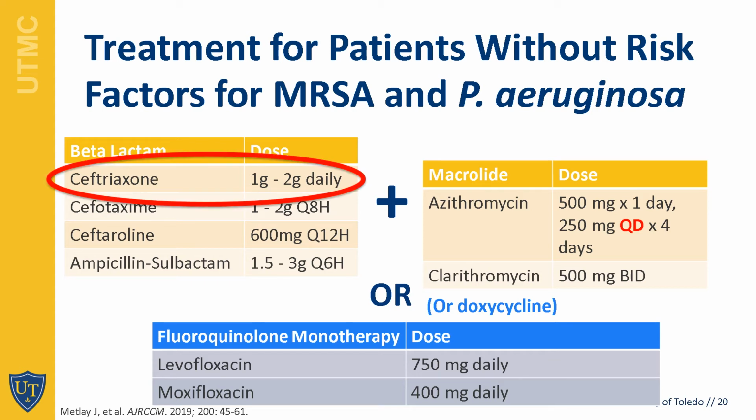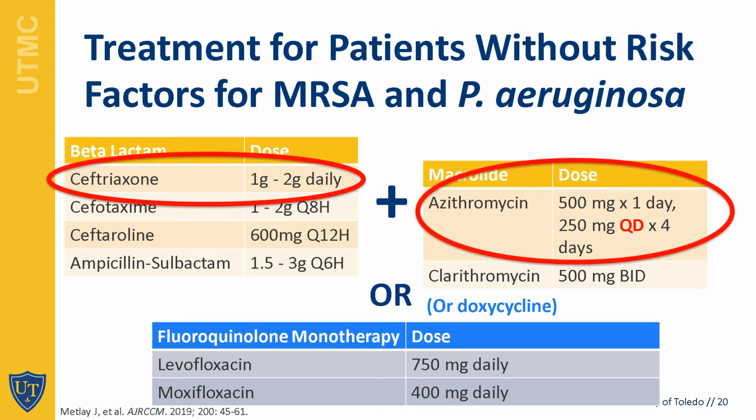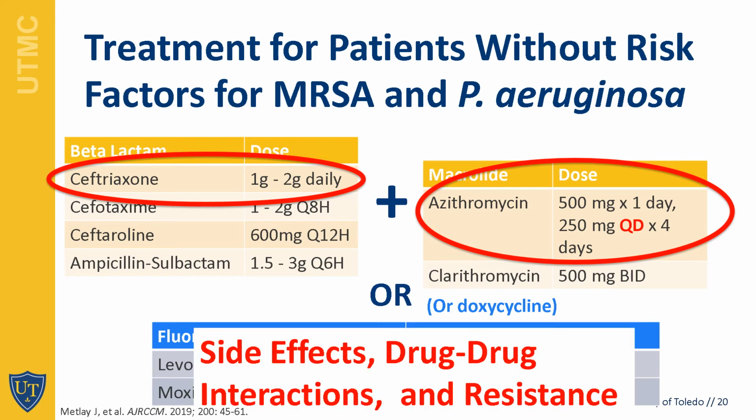For the beta-lactams, we prefer to use ceftriaxone because that's dosed once daily. Additionally, it has no renal dose adjustments. And we like to use azithromycin also because that is dosed daily, whereas clarithromycin is dosed twice daily. For azithromycin, we just need to get to 1,500 milligrams before we can stop treatment. For fluoroquinolones, we should avoid them if we can due to the vast amount of side effects they have. They're the antibiotic that causes the most C. diff and other various side effects. Drug-drug interactions, for example, with warfarin, and resistance.